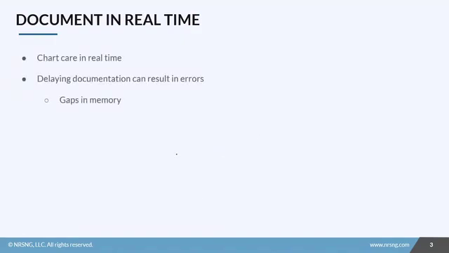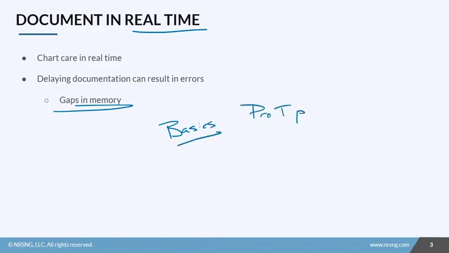When we document, we want to make sure that we're documenting in real time. So what does that mean? It basically means that when you chart your care, you want to chart it as close to the time that you actually gave the care as possible. When you do this, you reduce gaps in memory, and by doing so, you reduce the possibility of putting inaccurate information in the chart. There's great information on documentation basics and documentation pro tips, so go check those lessons out. But the big takeaway here is that you want to document in real time whenever possible.